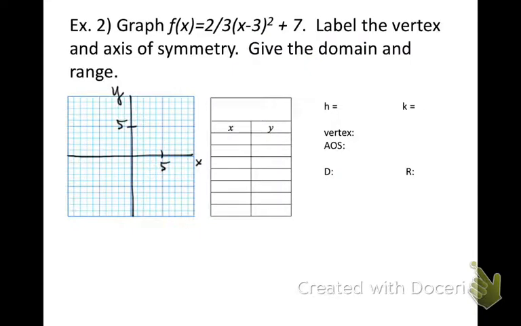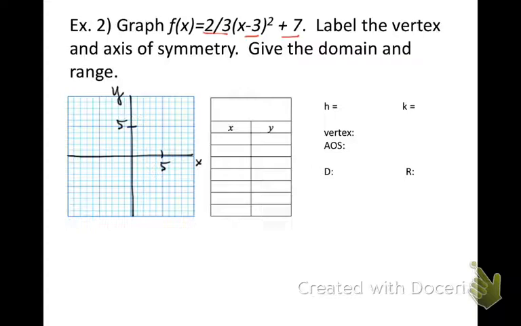Now look at example 2, and let's anticipate all the transformations. So if we look at our equation, the first thing we see is this a value of 2/3. So it is less than 1, so that means we're going to have a vertical shrink. Our graph is going to be wider than the parent graph. We have an h value of 3, and it's x minus 3, so this graph is going to shift to the right 3 and up 7.